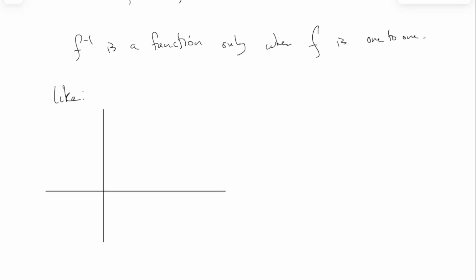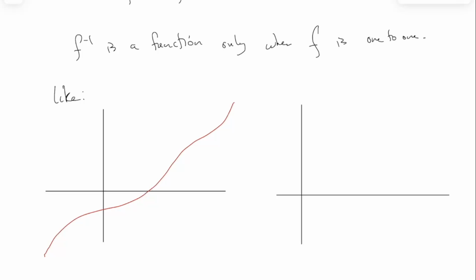I'll draw two examples. One of these is 1-to-1 and one of them is not 1-to-1. How about this one? That's one, or this one here? Can anybody say the one on the left or the right? Which one is 1-to-1? Yeah, the one on the left is 1-to-1 because it never repeats any y values.